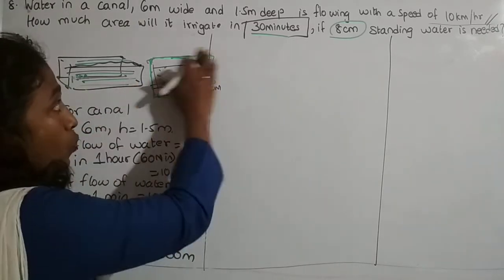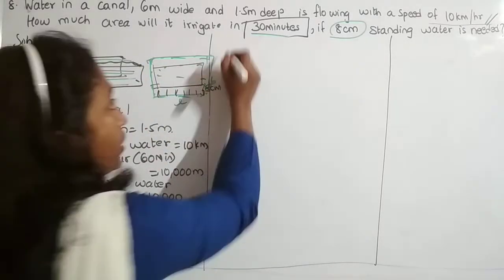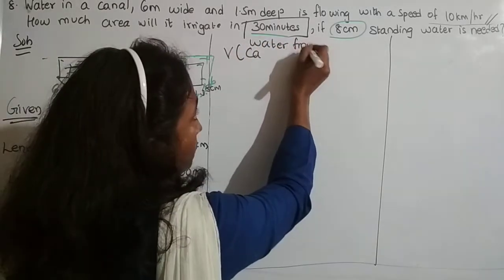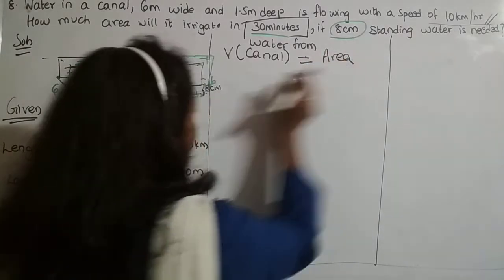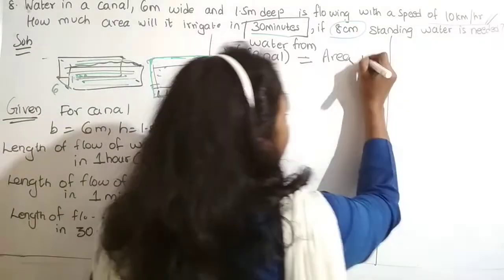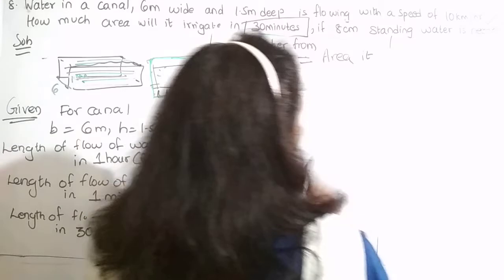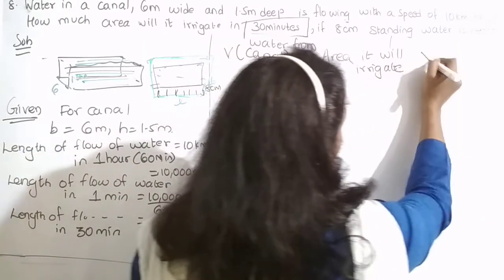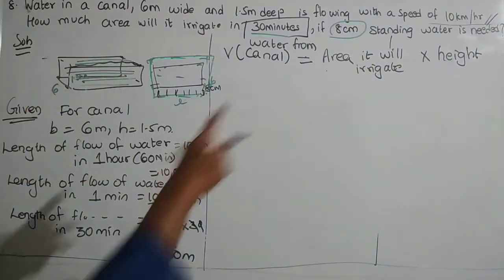Now this water will flow into the field. Actually it is 2D, but because of the standing water we get a cuboidal shape. So we can write the volume of water from the canal will be equal to this area. Volume of cuboid is L into B, and L into B is nothing but area. So the area it will irrigate into height, and the height is already given, that is 8 centimeter.